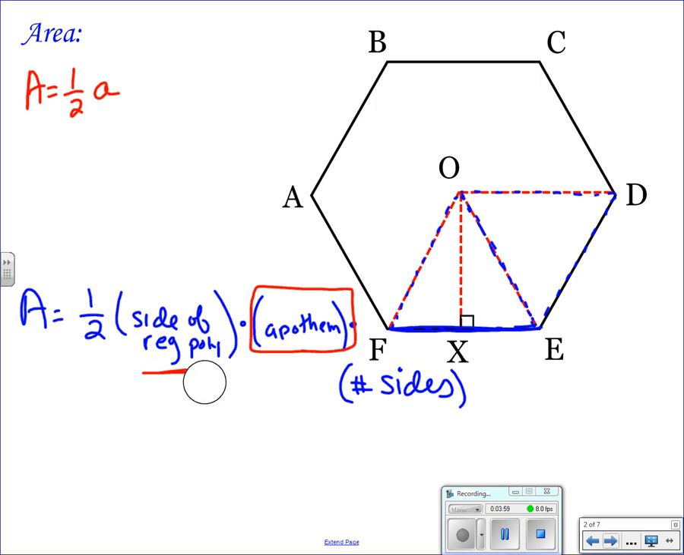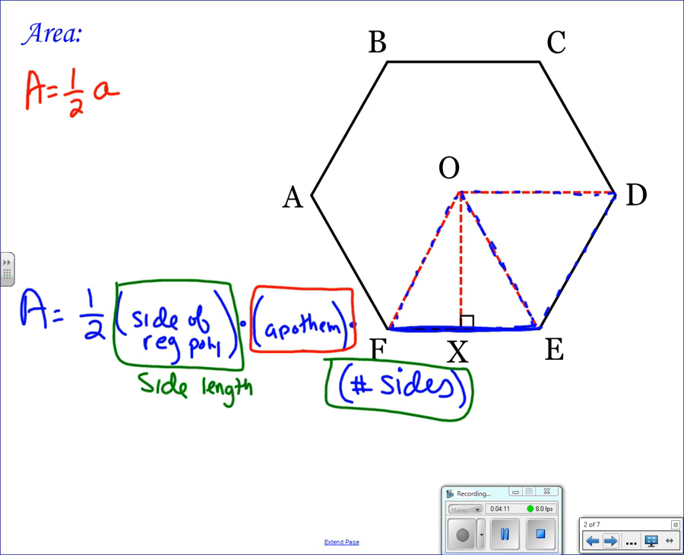Now, the side length, this really stands for side length. Side length times the number of sides, that's perimeter. So area is 1/2 the apothem times the perimeter. 1/2 apothem times perimeter.